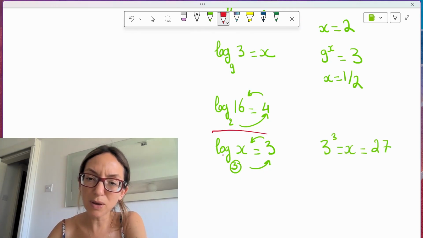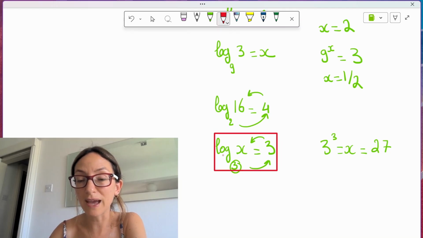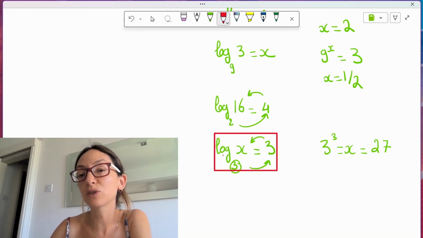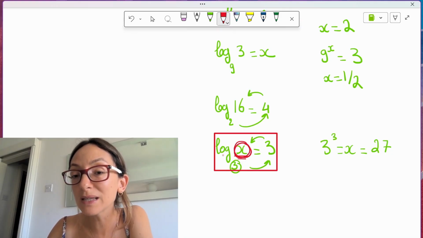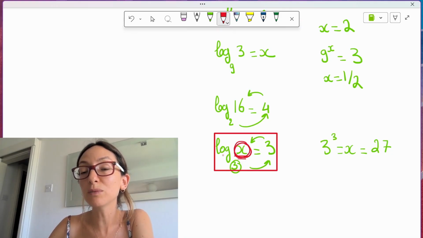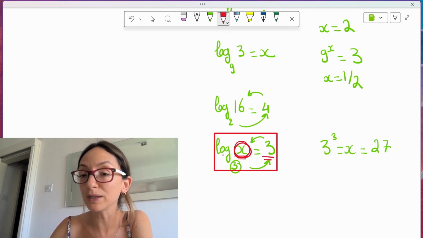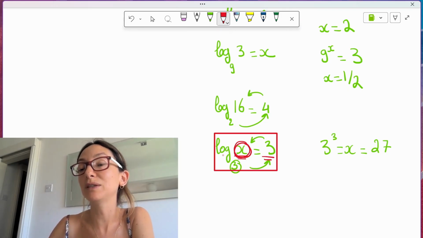So again, let's pause for a bit and think of what that means. What we're saying here is that the logarithm of x base 3 is equal to 3. So this x here, how big is it in terms of powers of 3? Well, it's 3 to the power of 3. And that means that x has to be 27.